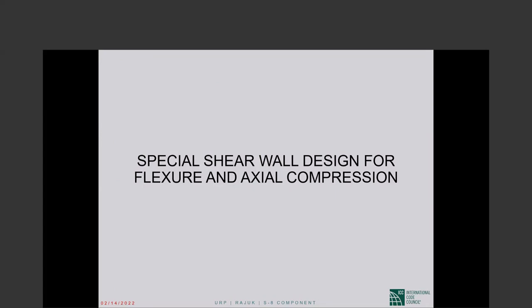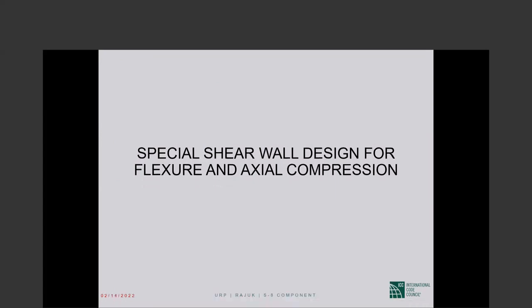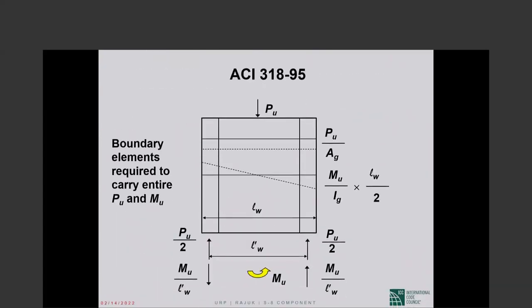Now, the design of special shear walls for flexure and axial compression. Okay, here, and only here, I go back to ACI 318-95. Up until now, the interesting thing is that in your case, it is not that ancient.